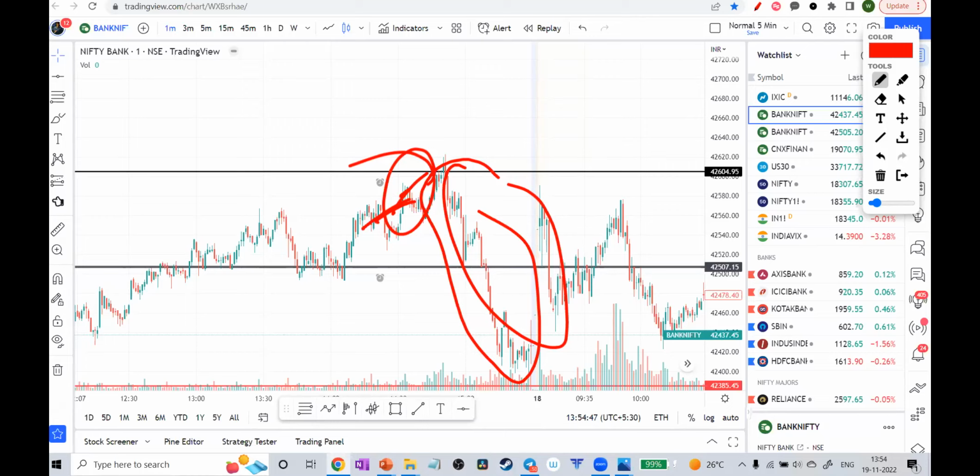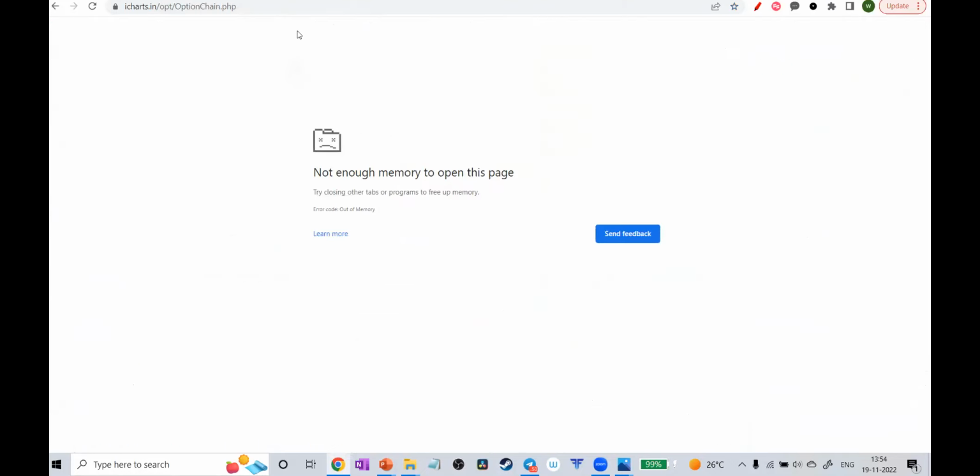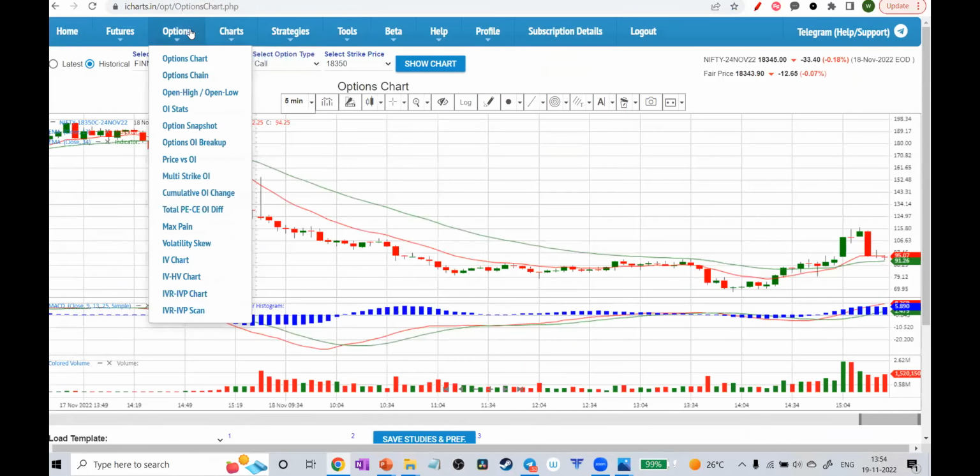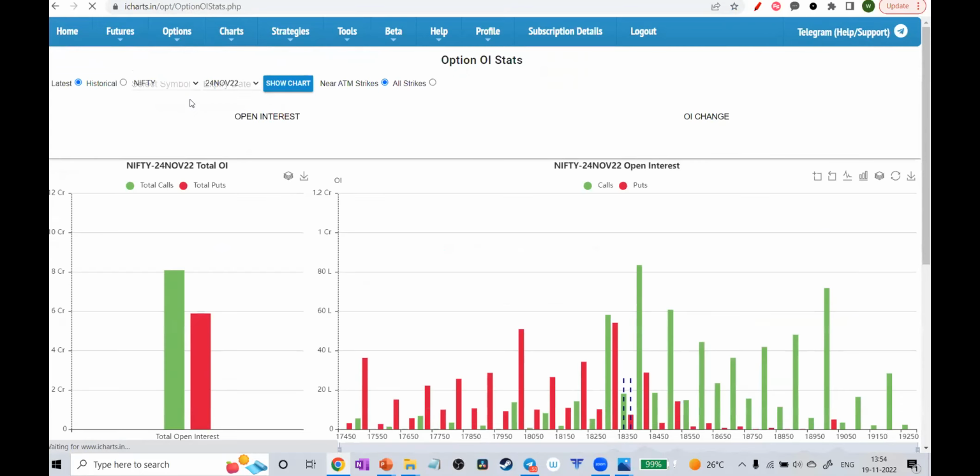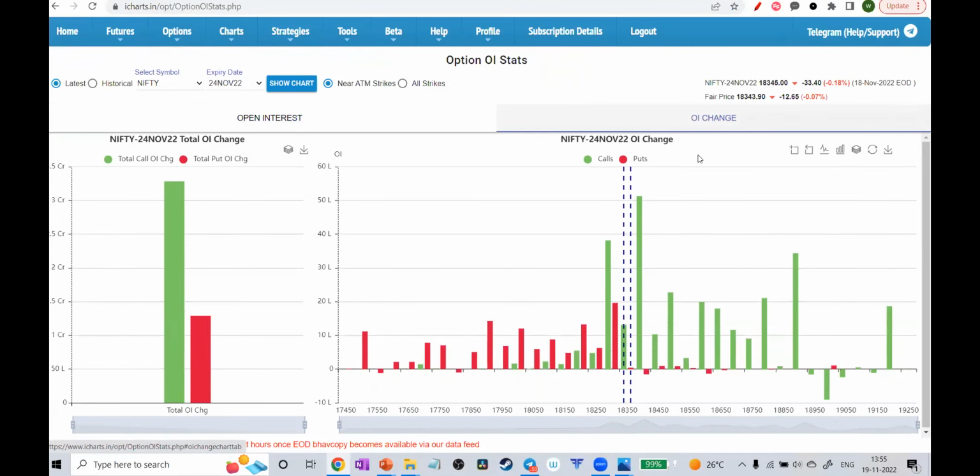You don't have to go through these charts also. You can get the same data from the NSE site also, but that will be in the form of numbers.